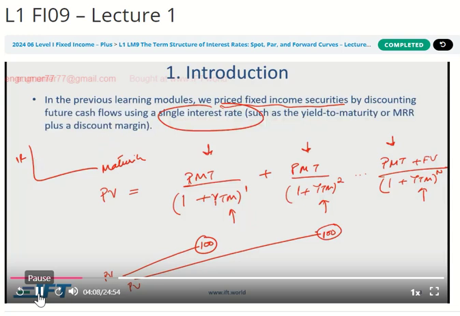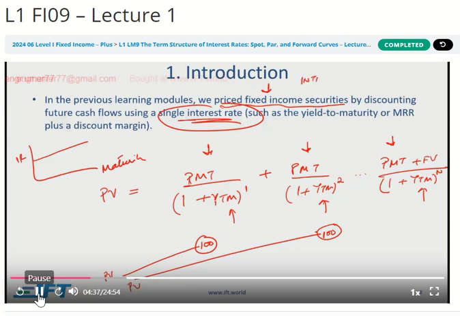Usually what we have is an upward sloping yield curve, which means the longer the maturity, the later you get your money back, the higher the annual interest rate for that. And sometimes it even becomes negative or downward sloping, and we'll talk about that later. But it's not always flat, which means we cannot have just one yield to maturity. We cannot have a single interest rate to calculate the price of the fixed income security.